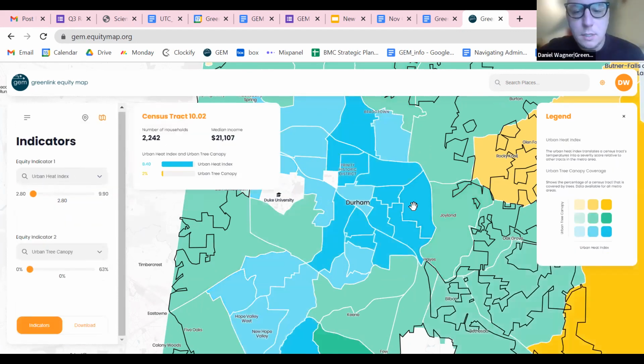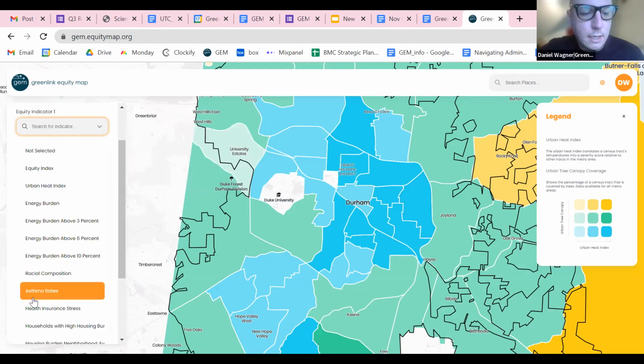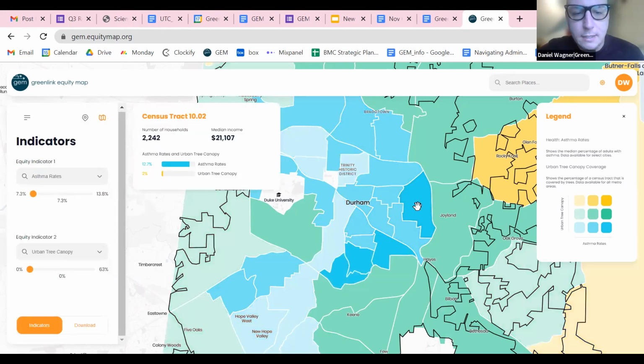Yeah. So here's where your heat index looks like. Once again, these census tracts are coming up as your hottest areas. And then with your asthma rates, your highest asthma rates are also sort of heading in the eastern part of the metro. So yeah, definitely would be a place of concern.